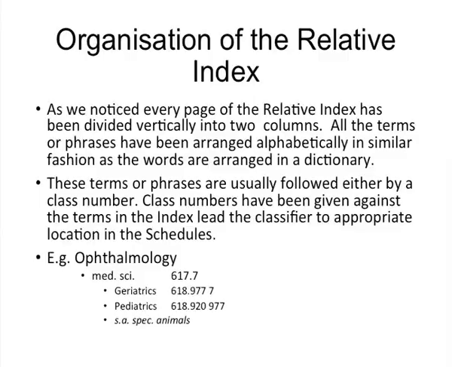Now, we will discuss the organization of the relative index. As we have just noticed, every page of the relative index has been divided vertically into two columns. So, each page is divided into two columns and all the terms and phrases have been arranged in alphabetical order, in a fashion as the words are arranged in a dictionary. Most of you know how the words are arranged in a dictionary. In a similar fashion, these terms are arranged in the relative index.